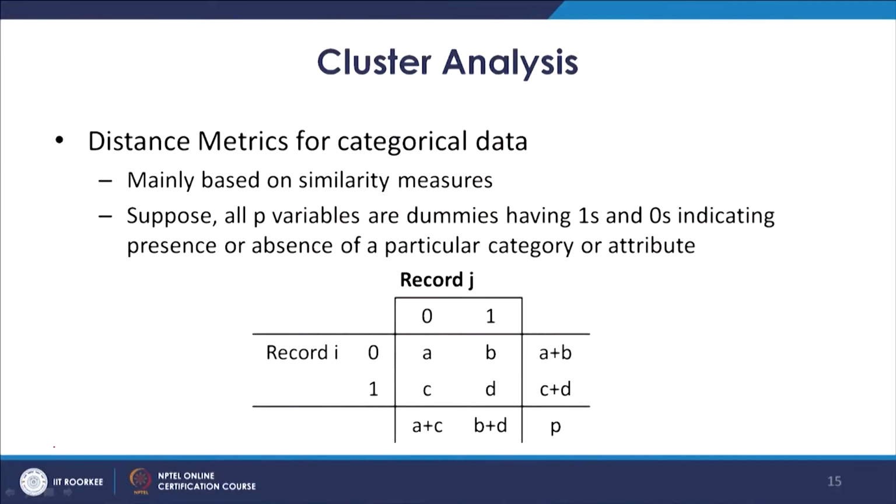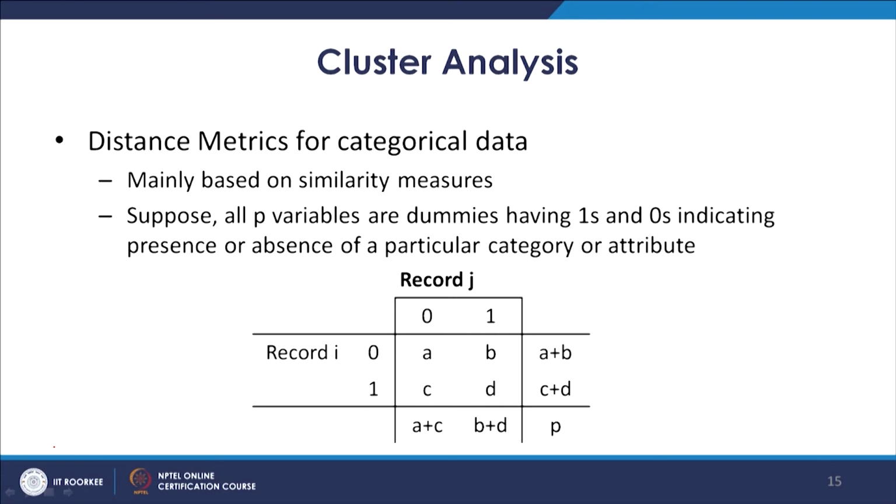So, we can always look at the similarity. If both are student, then we can take that as evidence of similarity. If both are different, one is a student, the other one is employed, we can take that as evidence of dissimilarity, and now quantify this information and use it as a distance value for our cluster analysis. So, the main idea is similar to what I just discussed, mainly based on similarity measures.